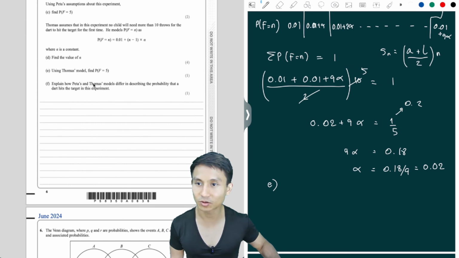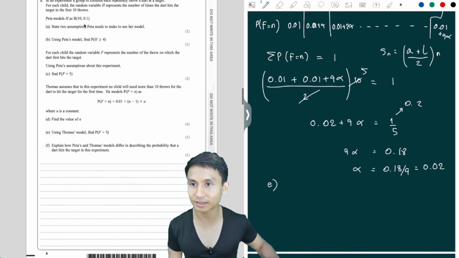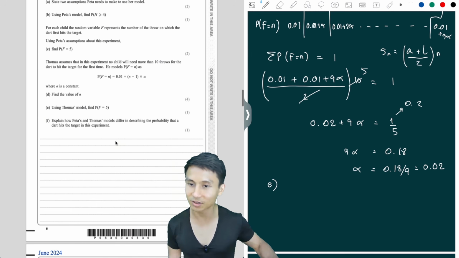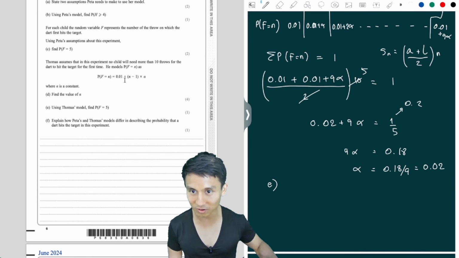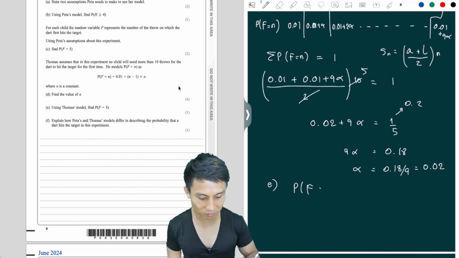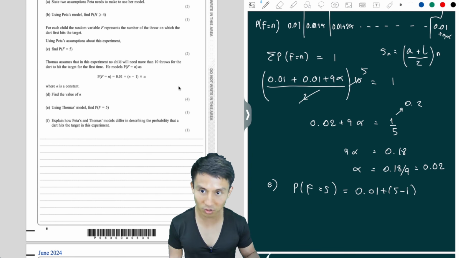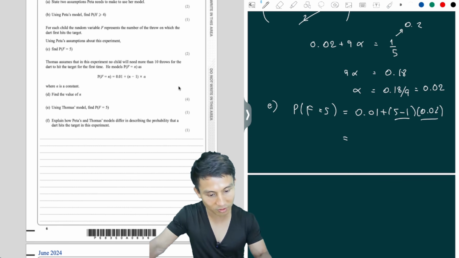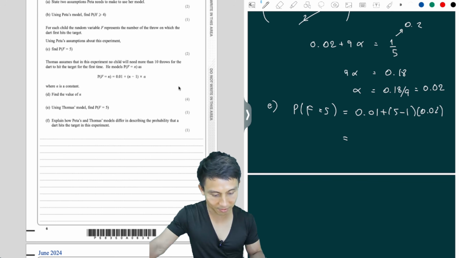Okay, so Thomas's model is just still this, and then we want to find P(f = 5). Well, that's not hard. I think we found it, right? Yeah. We already found the alpha here. So P(f = 5) according to Thomas's model would be 0.01 plus 5 minus 1. Alpha is 0.02 as we solved it earlier. So that's going to be what? 4 times 0.02 is 0.08. 0.08 plus 0.01 is 0.09, right?